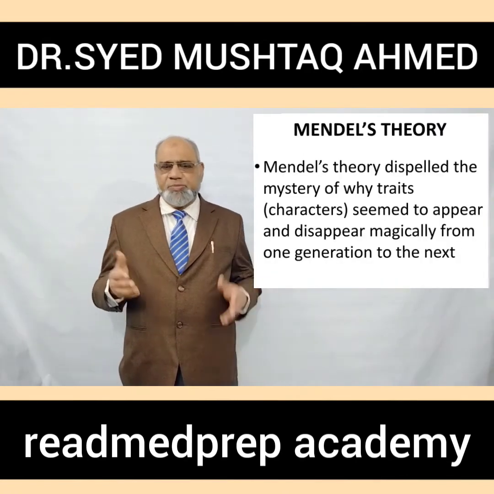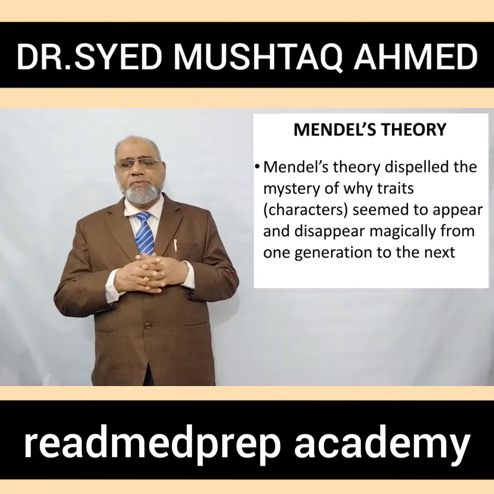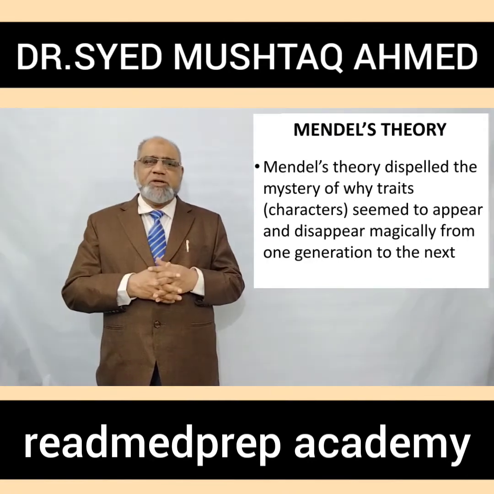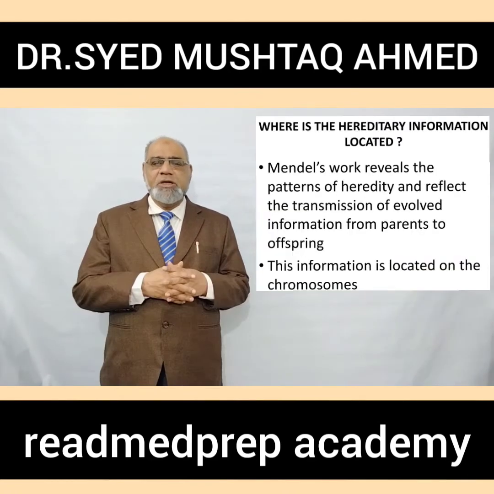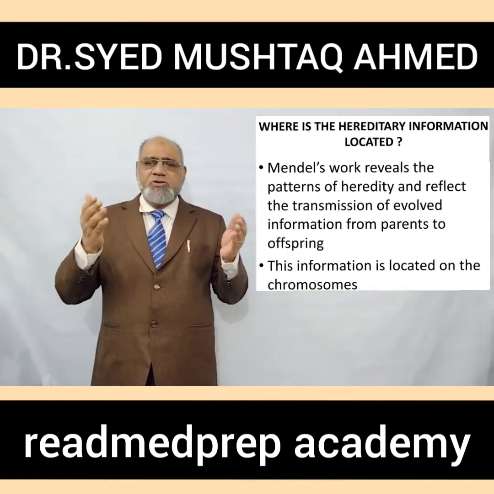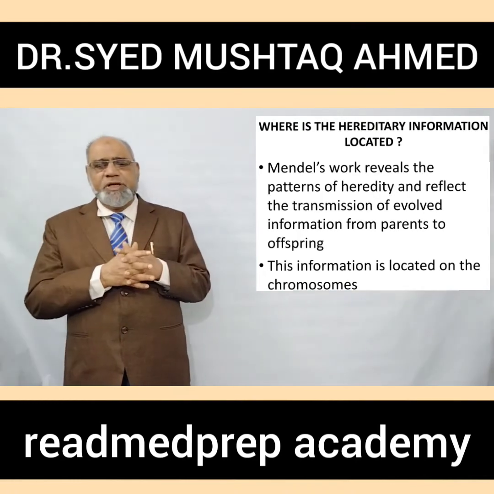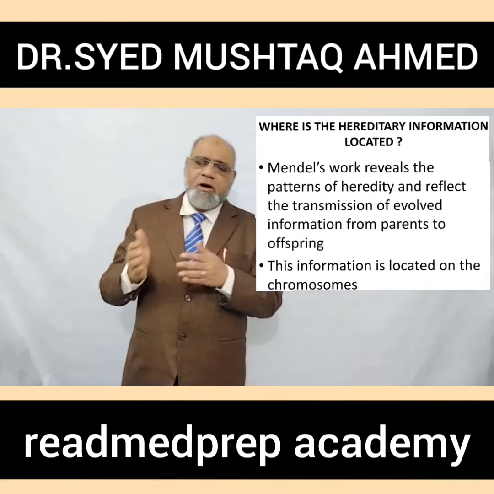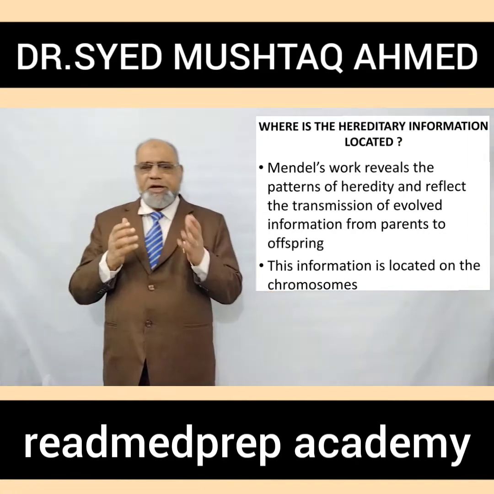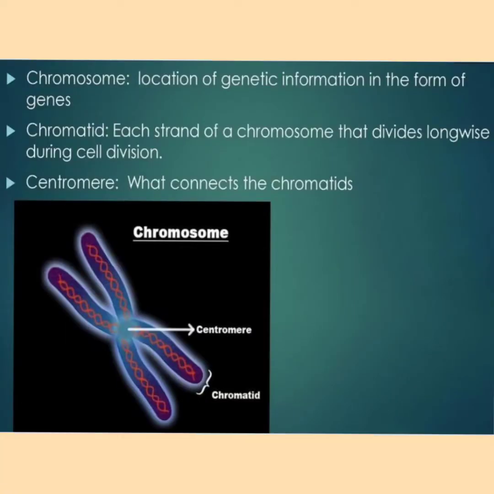Mendel's theory dispelled the mystery of why traits or characters seem to appear and disappear magically from one generation to the next. Mendel's work reveals the patterns of heredity and reflects the transmission of inherited information from the parents to the offspring. This information is located on the chromosomes. Each chromosome carries the genetic information in the form of genes, and the arms of the chromosome are called chromatids that divide lengthwise during cell division. The centromere is the place where the chromatids get connected.